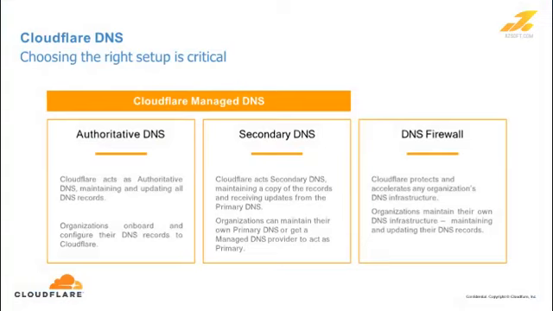Authoritative DNS: Cloudflare acts as authoritative DNS, maintaining and updating all DNS records. Organizations onboard and configure their DNS records to Cloudflare. Secondary DNS: Cloudflare acts as secondary DNS, maintaining a copy of the records and receiving updates from the primary DNS. Organizations can maintain their own primary DNS or get a managed DNS provider to act as primary. DNS firewall: Cloudflare protects and accelerates any organization's DNS infrastructure. Organizations maintain their own DNS infrastructure, maintaining and updating their DNS records.